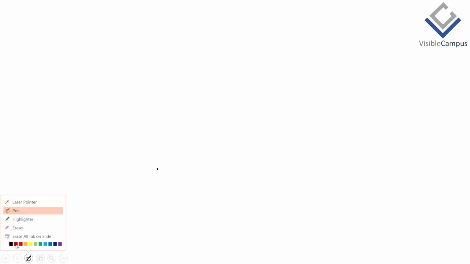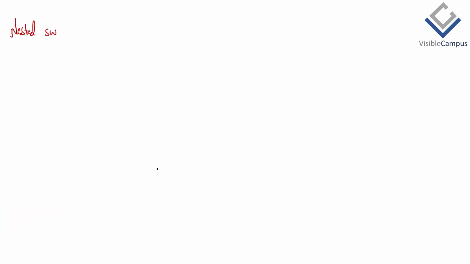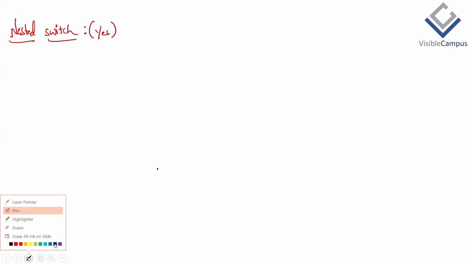The next concept is nested switch. Can we write one switch block inside another switch block? For this, the first thing: is it possible or not? Yes, it is possible. Java supports this. To understand this nested switch, let me take one example or some requirement.